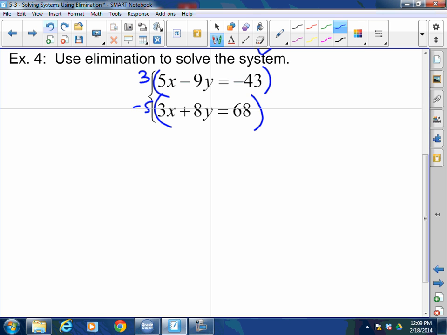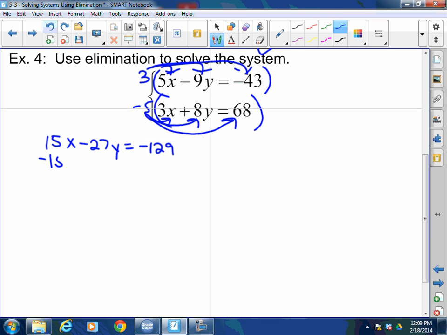So let's do it. Remember, this negative 3 has to get distributed to everything. So it's 15x minus 27y equals negative 129. Then I got to multiply this negative 5 to everything. So that's negative 15x minus 40y, right?